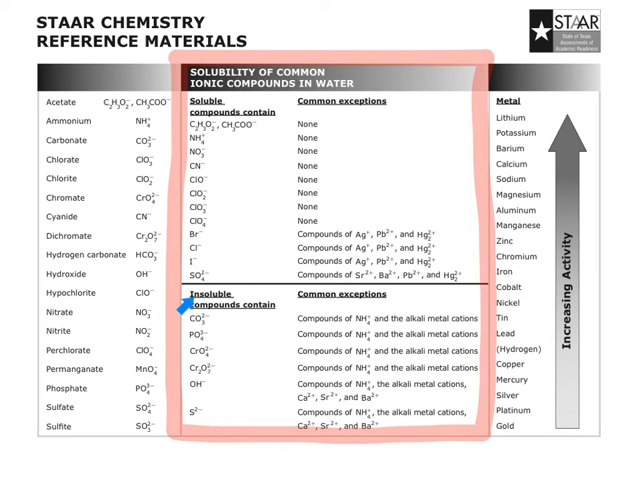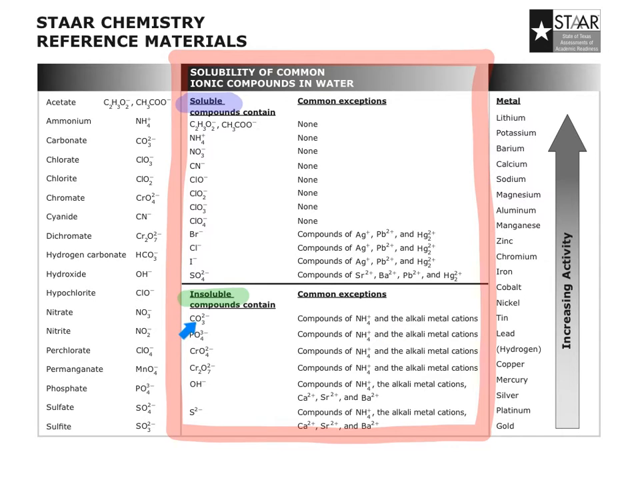Down here, I've got a list of insoluble compounds, and up here I've got my soluble compounds, meaning these will dissolve in water except when, and these will not dissolve in water except when, and so forth. So I've got carbonate, phosphate, all the way down to sulfide ions. These are always insoluble in water, except when, and then you'd have to read the exceptions.